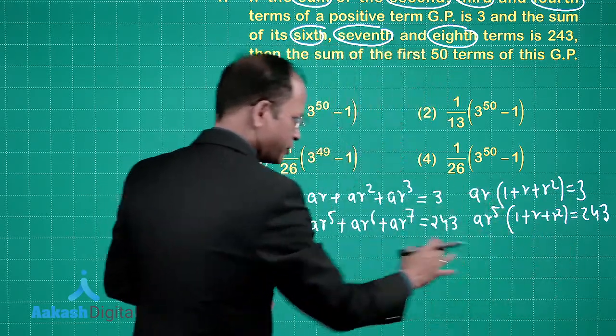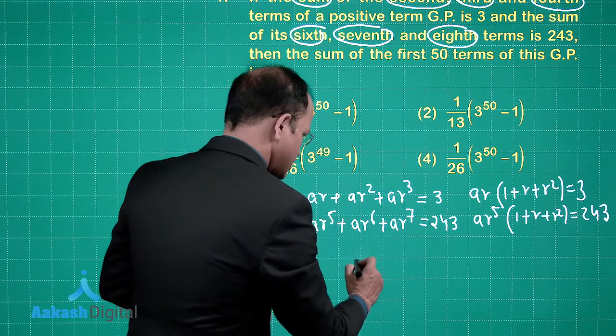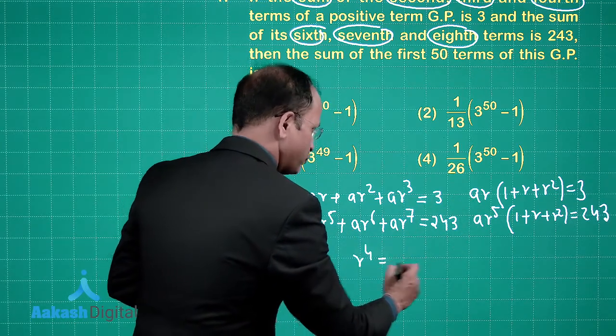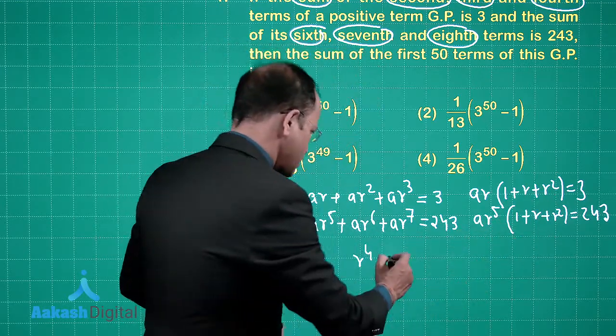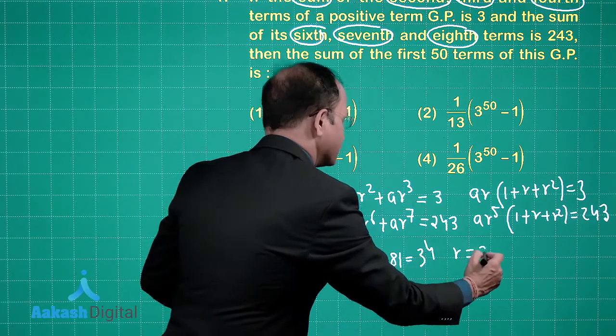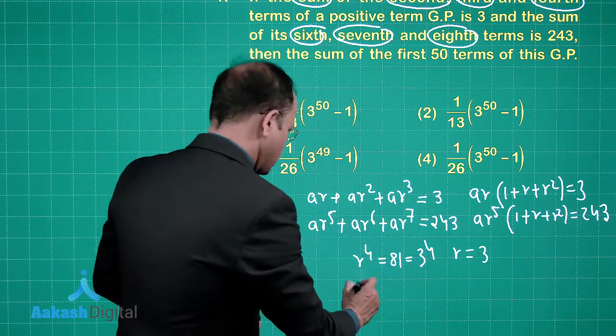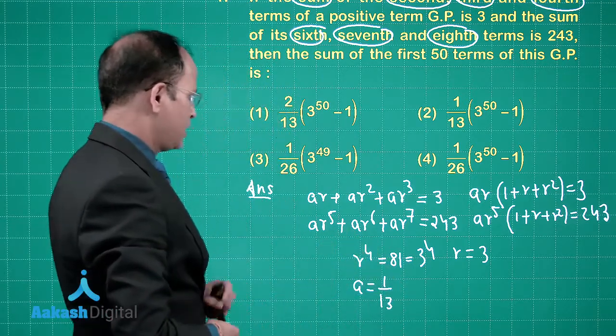We can divide these two equations. So a will be cancelled. We can write it in standard form as r to the power 4, because 1 plus r plus r square is cancelled with 1 plus r plus r square. So this is coming out to be 81. This is 3 raised to the power 4. So r is coming out to be 3, right? And if you do the calculations here, we get a is equal to 1 upon 13. You can just have a look at this part, right?